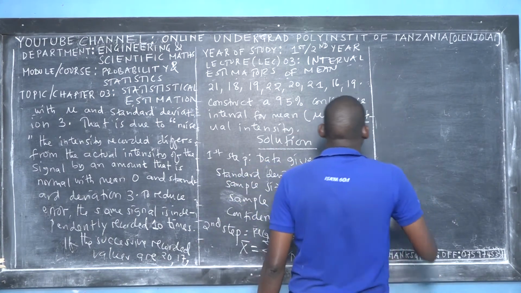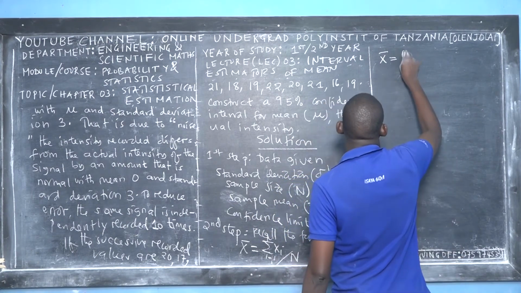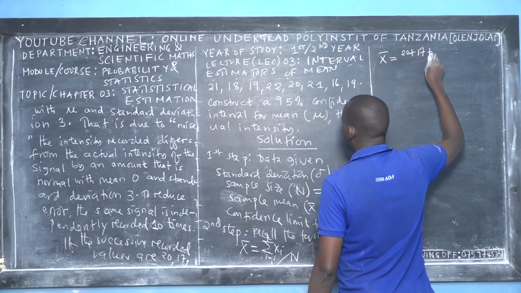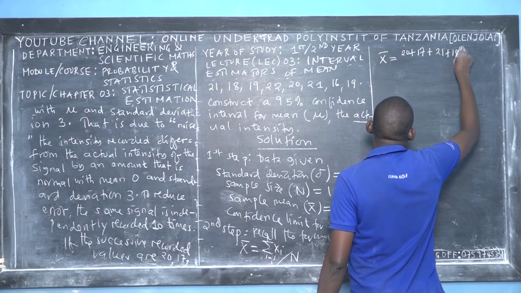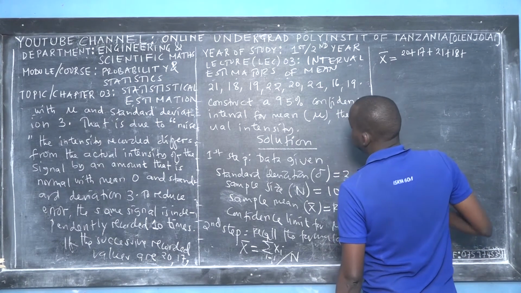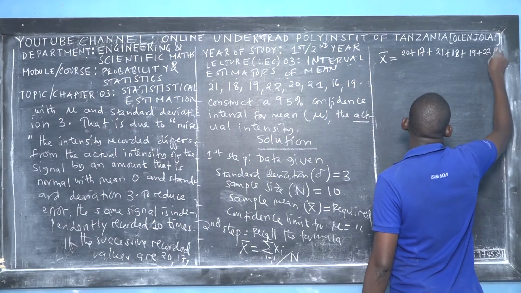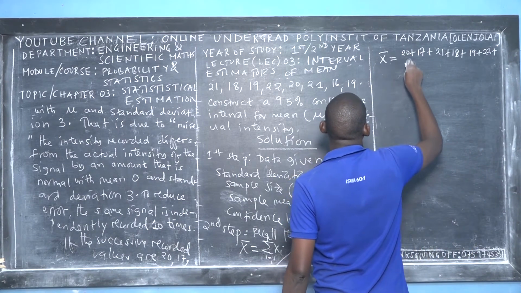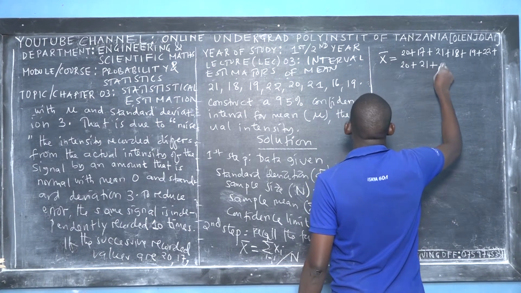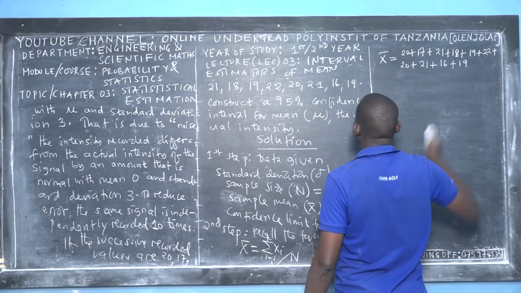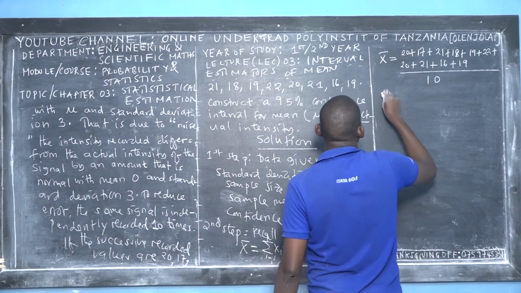Okay. So the point estimate of the mean is equal to the sum of these values, which is 20 plus 17 plus 21 plus 18 plus 19 plus 22 plus 20 plus 21 plus 16 plus 19. This one we divide by what?